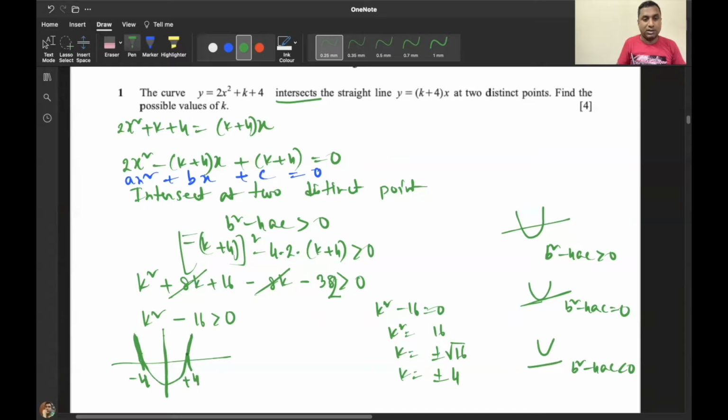Then, this is increasing, because k is decreasing, and this is also the increasing part, since k is becoming greater than 4. So this is the answer for this maths.